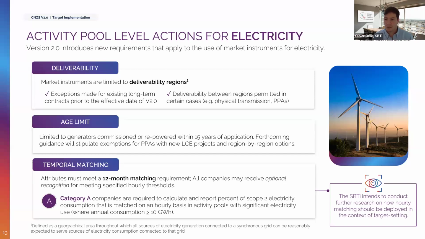And you will see as well that within the standard, we've also talked about the potential for introducing mandatory hourly matching in the next standard. So this page here is really the additional guidance on how companies can use EACs, electricity attribute certificates, within their value chain to decarbonize their scope 2 emissions.